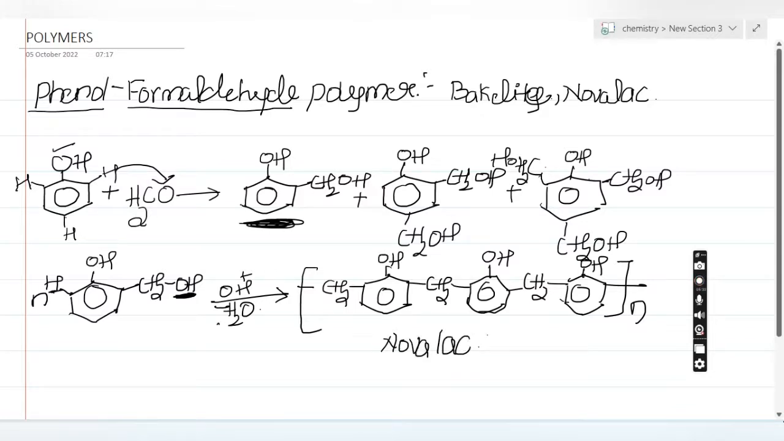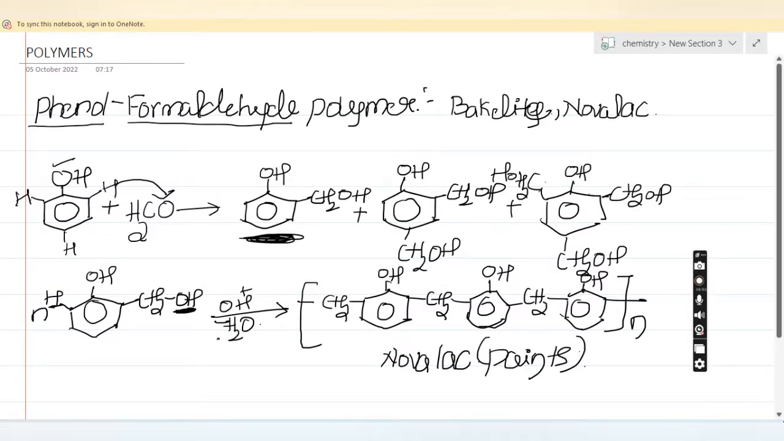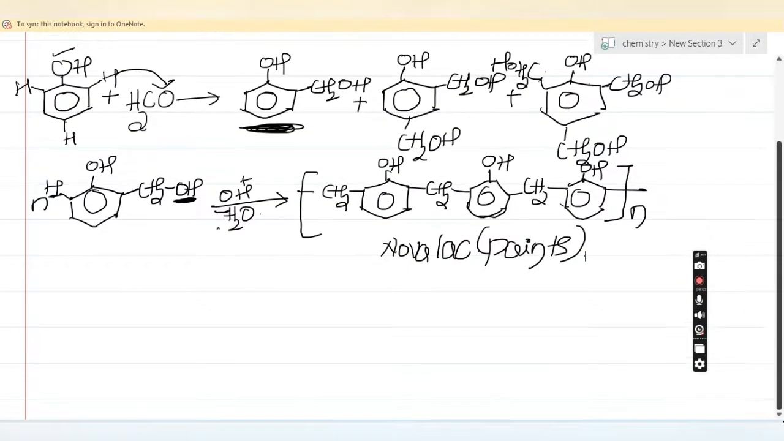So this novolac, the major use of this is in paints. And remember, the same novolac on heating with formaldehyde again undergoes extensive cross-linking to form an infusible solid mass, which we almost call as Bakelite. And this Bakelite is used in making combs, phonographic records, electrical switches, and handles of various utensils. That is also very important, the uses of your Bakelite.